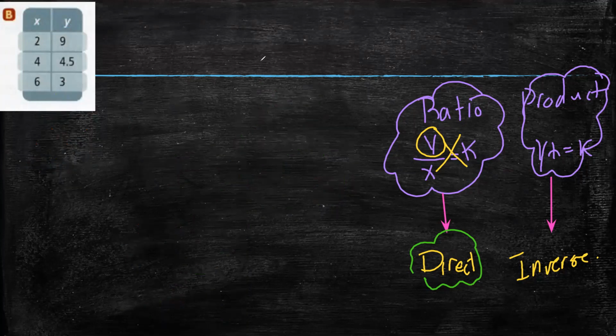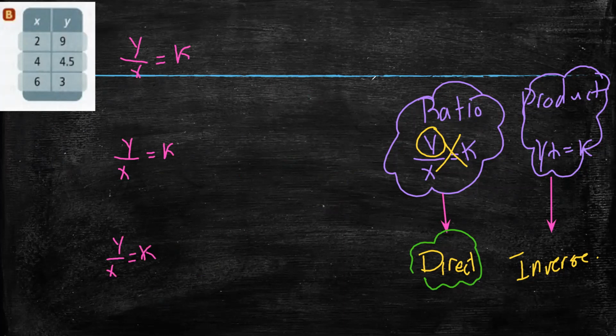Now here, the x is 2, y is 9; x is 4, y is 4.5; and x is 6, y is 3. Now here, what you have to do? Let's check. Divide: if y over x is k. Let's now find the ratio for the three values, to see if they are constant or not.